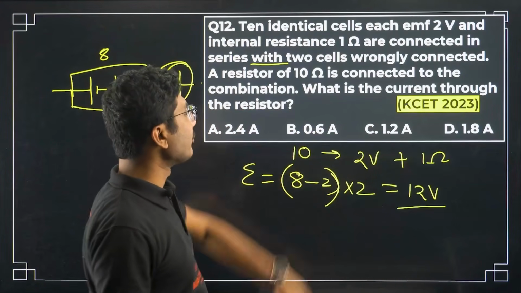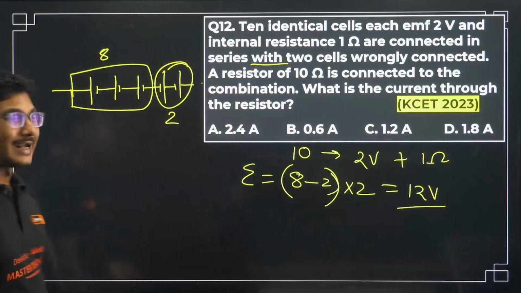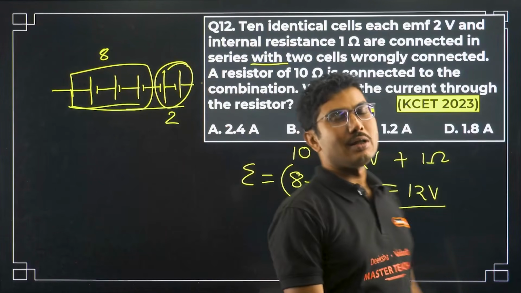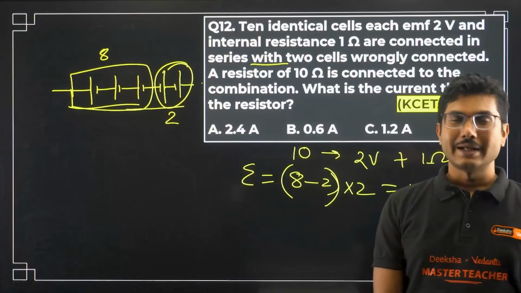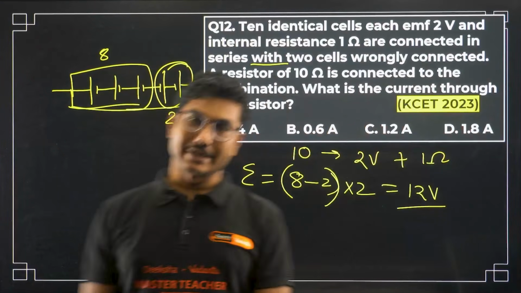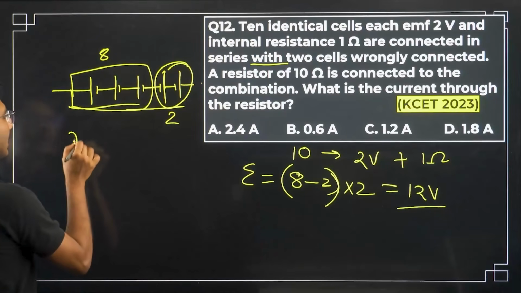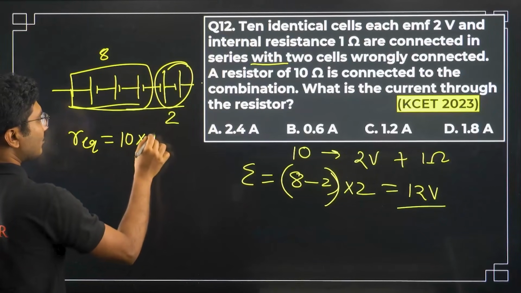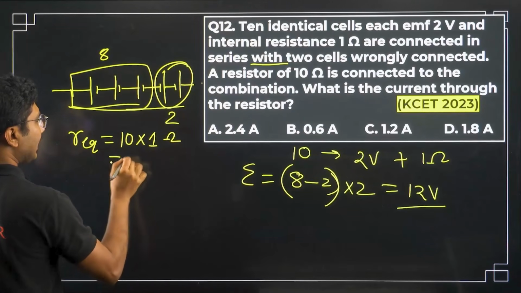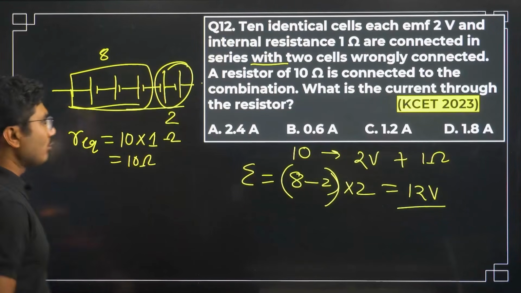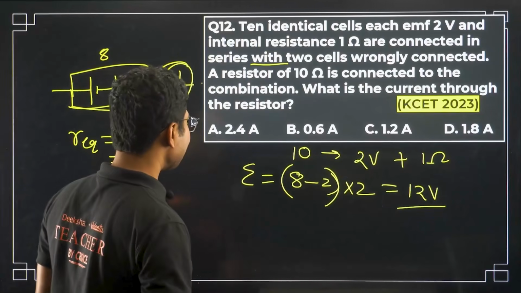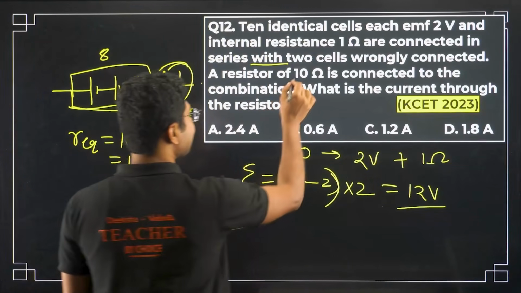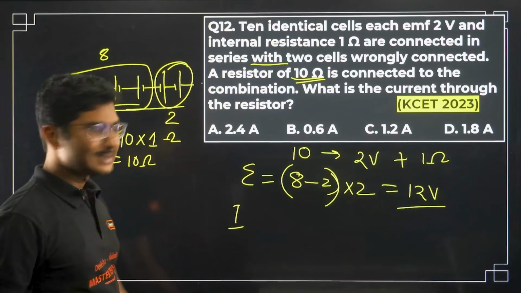So what is the current going through now? No matter if you connect them properly or improperly, resistance will always be added. That is the main point. So the equivalent internal resistance is 10 cells, each of them has 1 ohm, so it will be 10 ohm. Now external resistance is also 10 ohm.